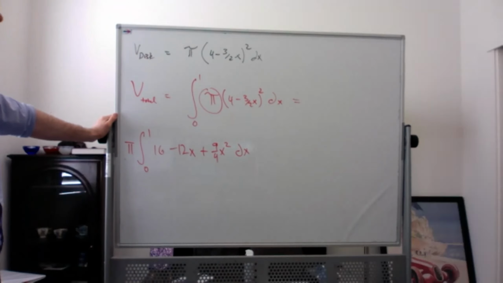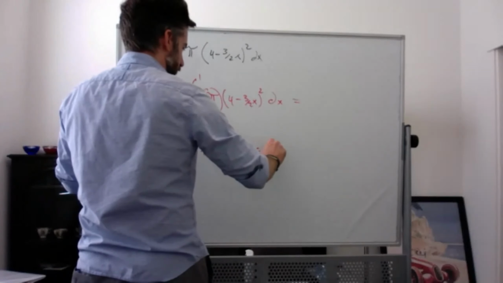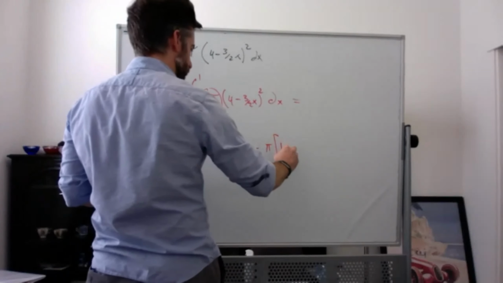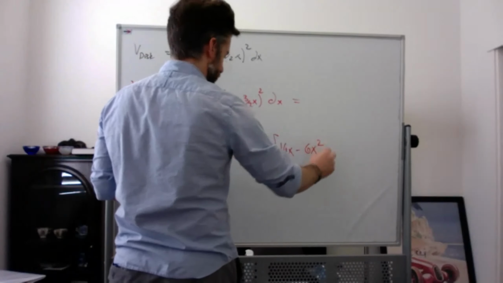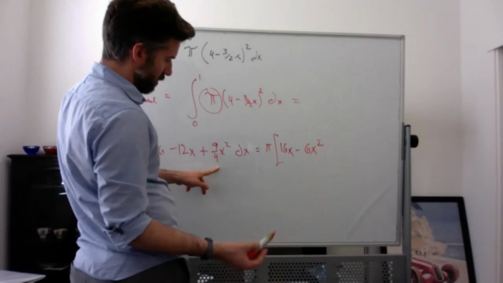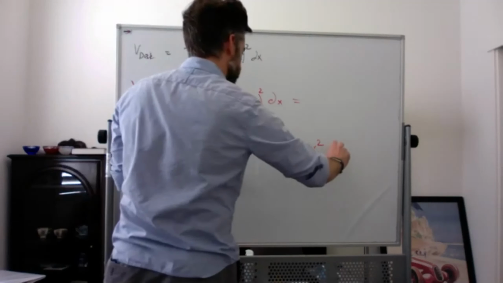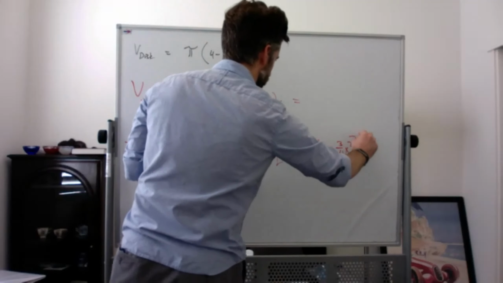Yeah, that seems right. And then we integrate. We get pi times 16x minus 12x squared over 2, just 6x squared, plus 9/4 x cubed over 3. The over 3 and the 9 cancel and give me plus 3/4 x cubed from 0 to 1.